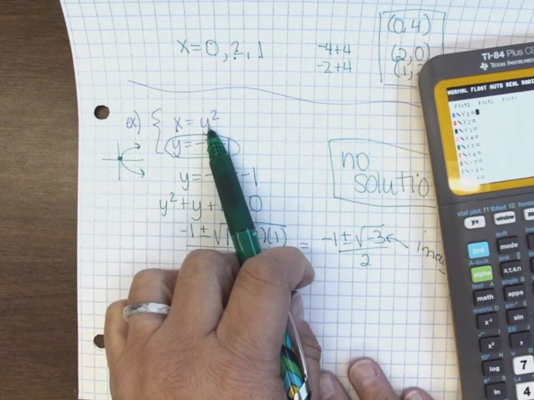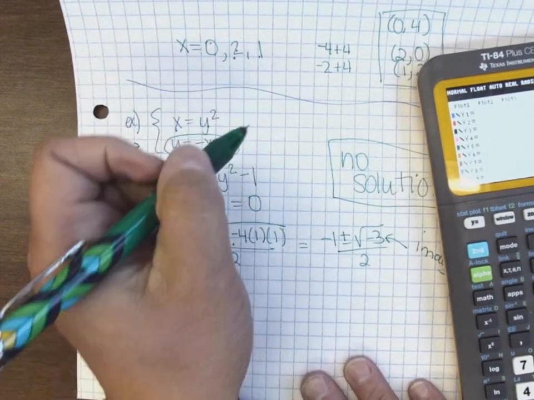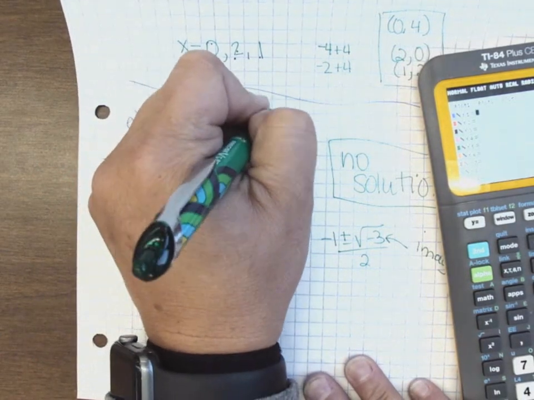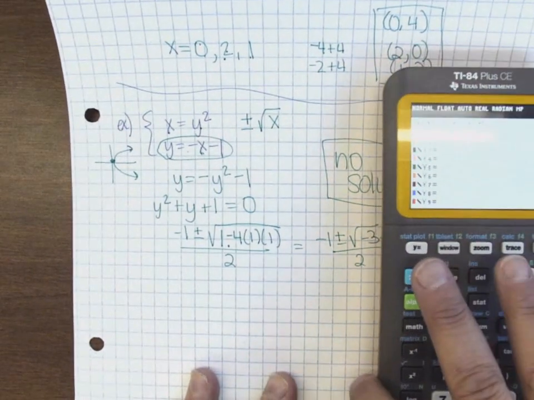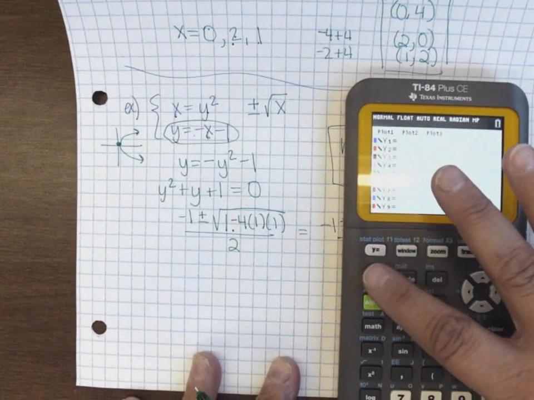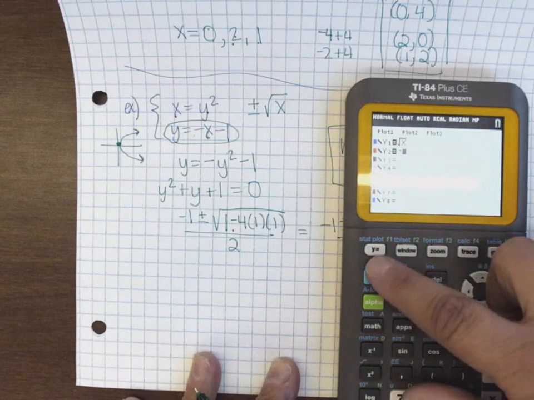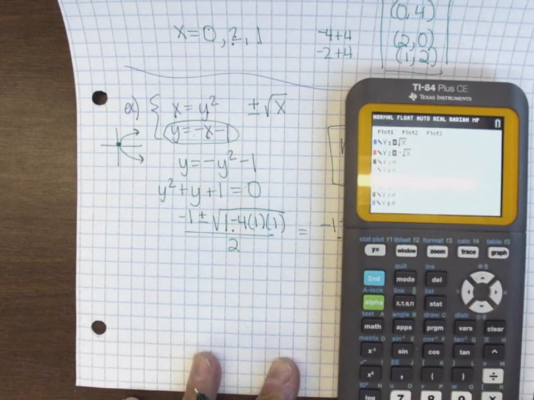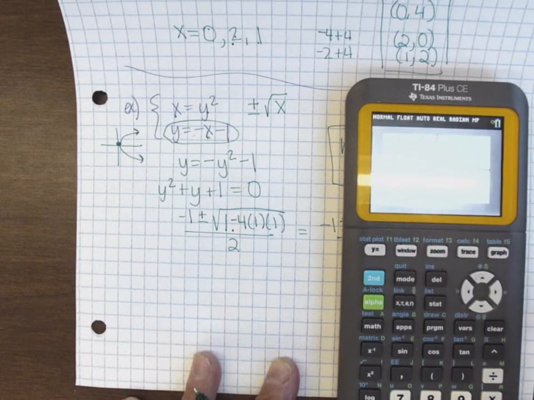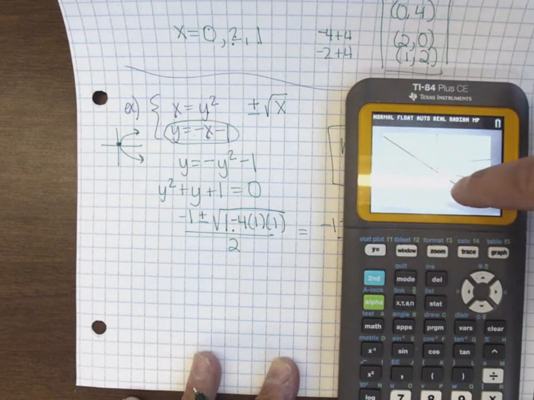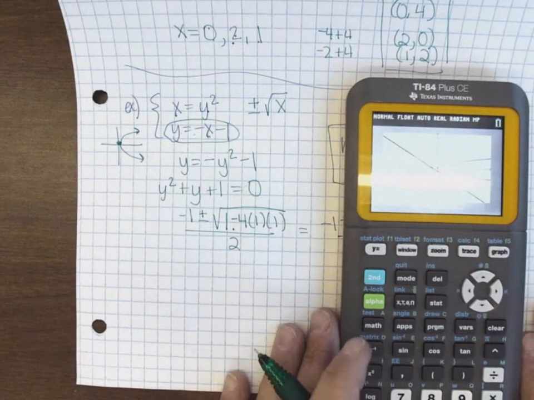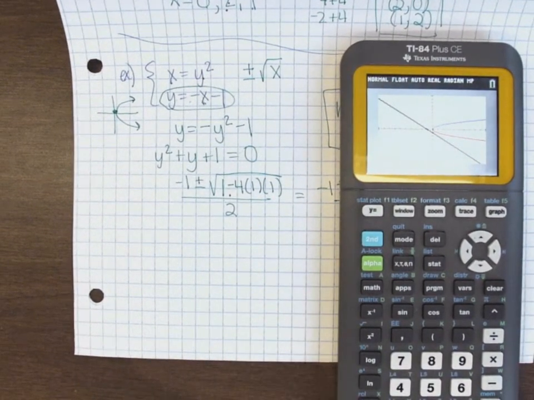Because when I get y by itself, I'm going to square root both sides. So you're going to have a plus and minus square root of x. So when you put that in the calculator, you're going to have to put that in y1 and y2. So there's positive square root of x. There's negative square root of x. And then the last one is negative x plus or minus 1. And so then there's your parabola. And there's your line, and you can see they do not intersect. Okay, they do not intersect.